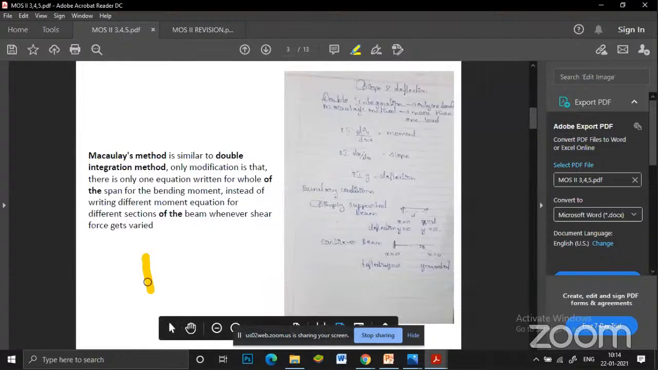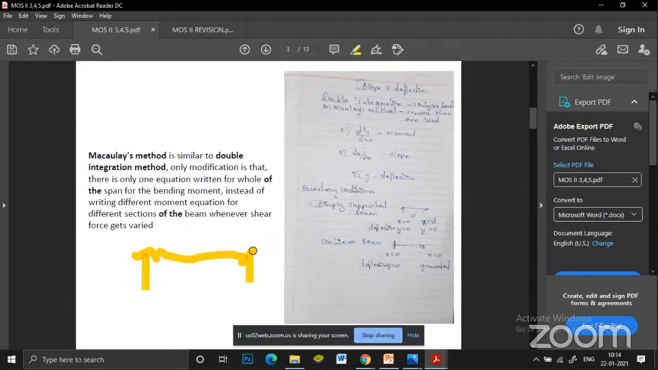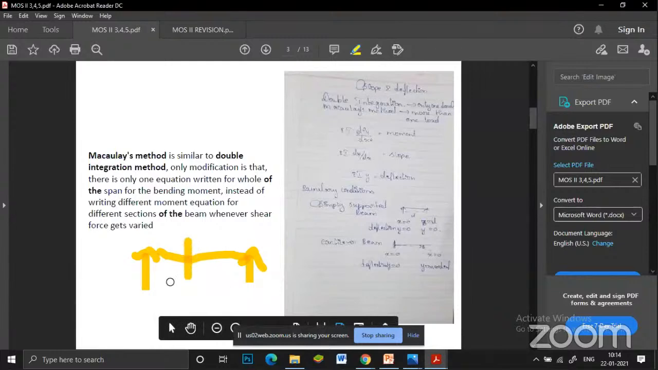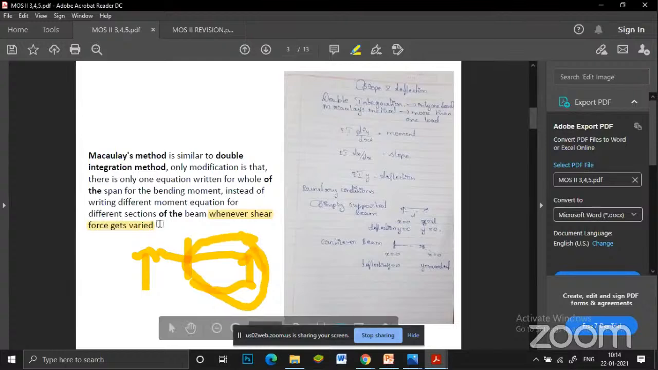If it is like this, we will cut a section here, anywhere you want, you can cut here or here, wherever you wish. You will take this part alone, and for this part alone you will find the moment. That is, you write a different moment equation for different sections of the beam, wherever shear gets varied. When the load is applied, the shear varies in a simply supported beam. In that case, if we cut a section, we will find the moment at the cut part.